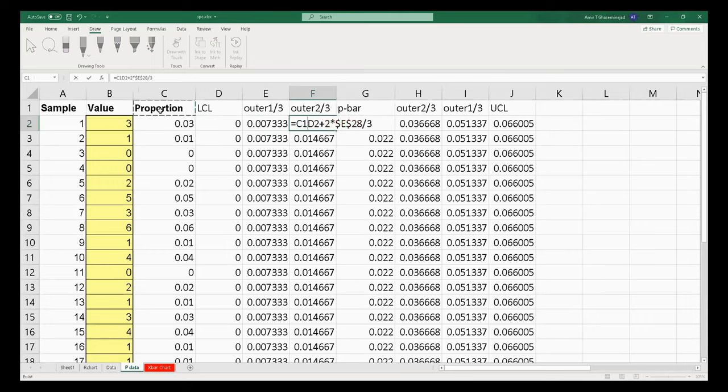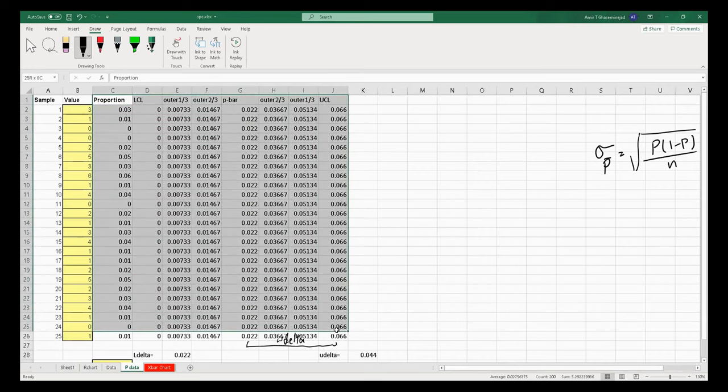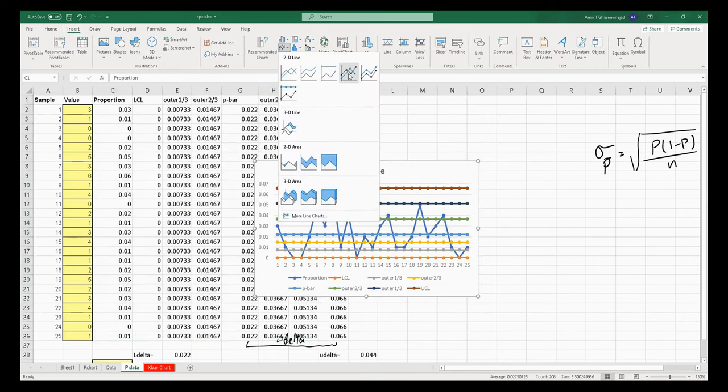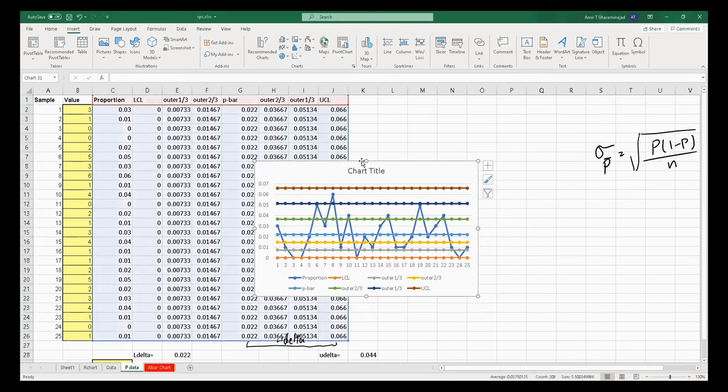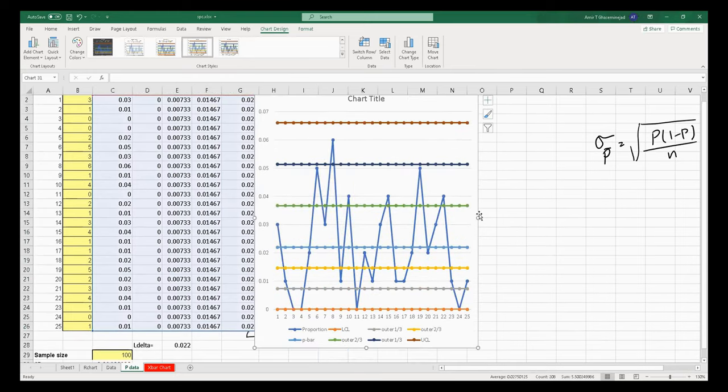So now we select this whole region, including the proportion. Proportion is our variable. And like always, we generate a chart. We have to make a decision about this chart.